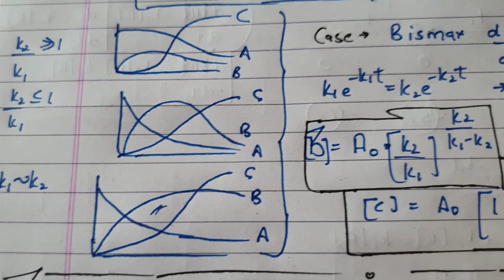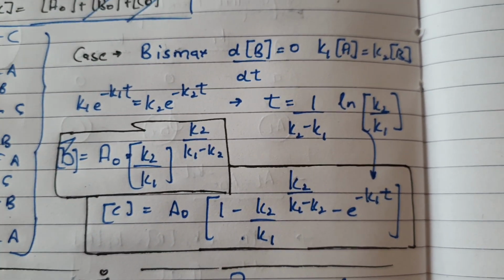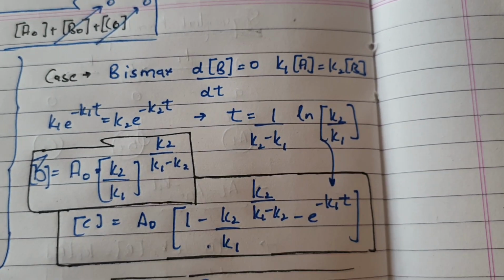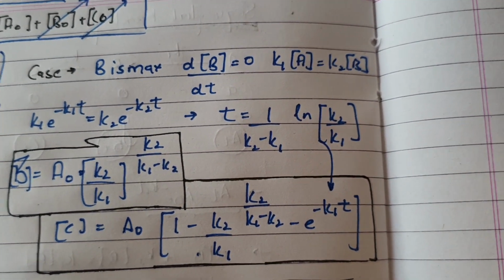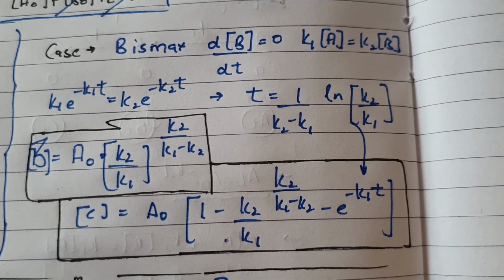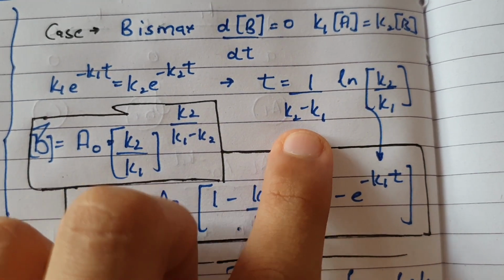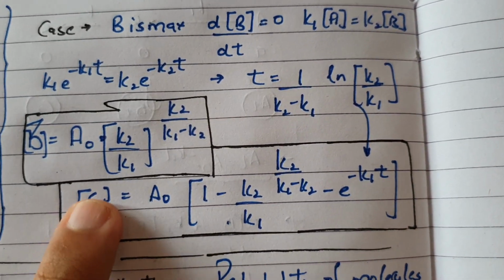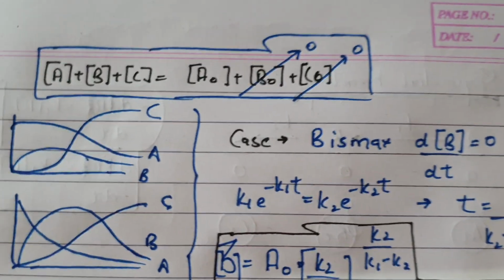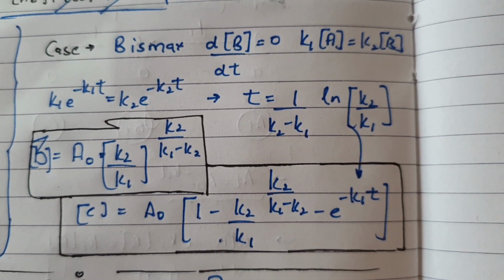So going to the next topic. This is the case when the concentration of B is maximum. Not concentration, moles. At that time the rate of change of B is equal to 0 at maximum. So K1A is equal to K2B. Using the values of A and B, we get this equation. Then we get the value of t when B is maximum. We get the concentration of B by putting in the result, and we get the concentration of C by using the conservation formula. So this is just a result.